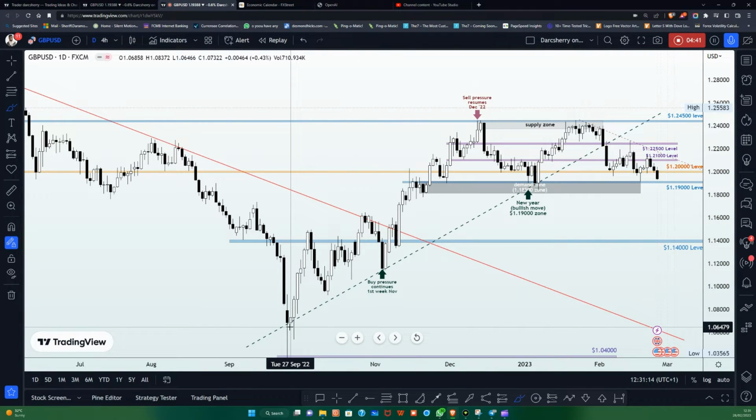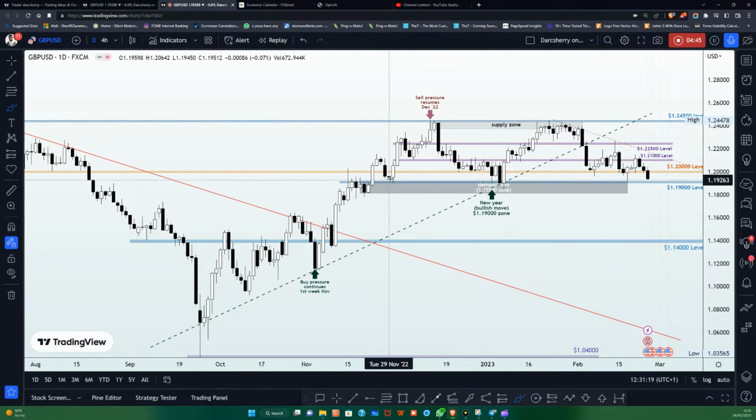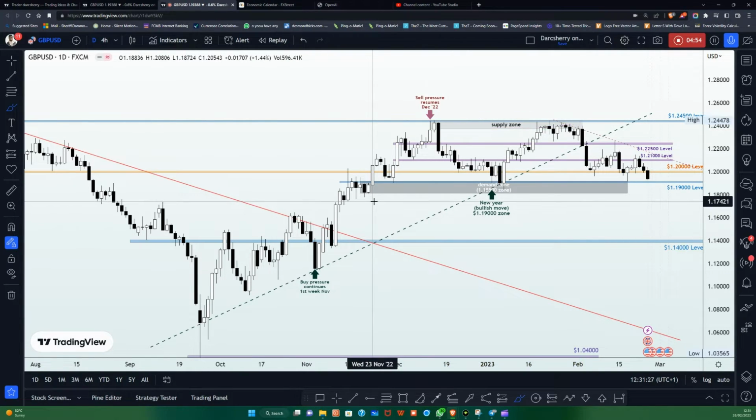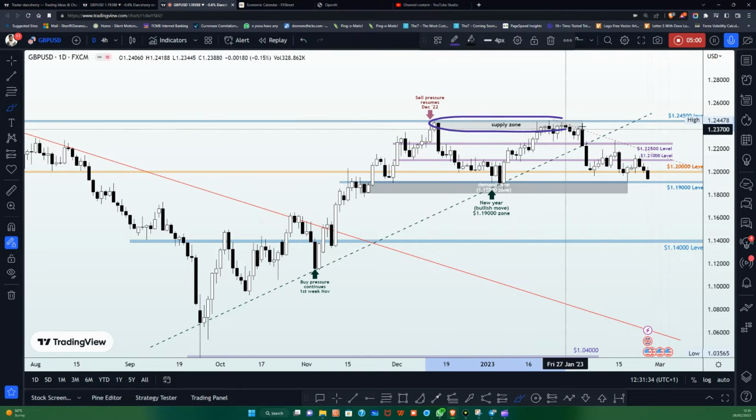So in the last 4 months now, price action had actually been bullish, and not until price action got into the 1.24500 level did we start seeing selling pressure resume around that area. And the continued selling pressure around this area negated all attempts by the buyers to break out of that structure.